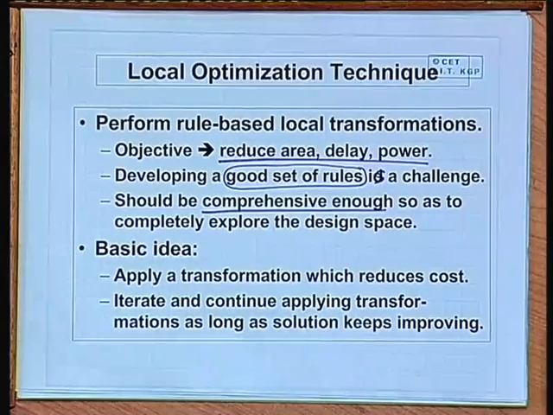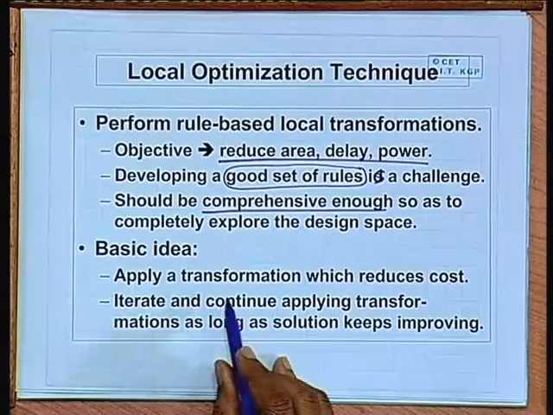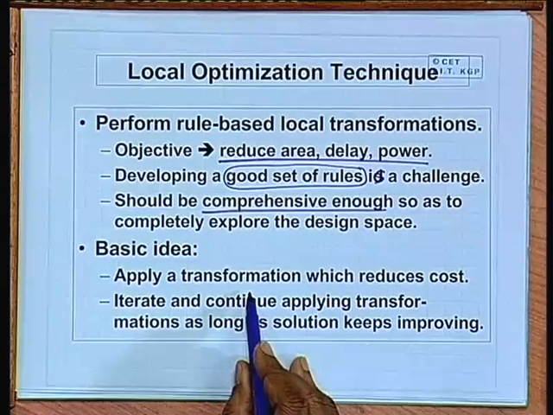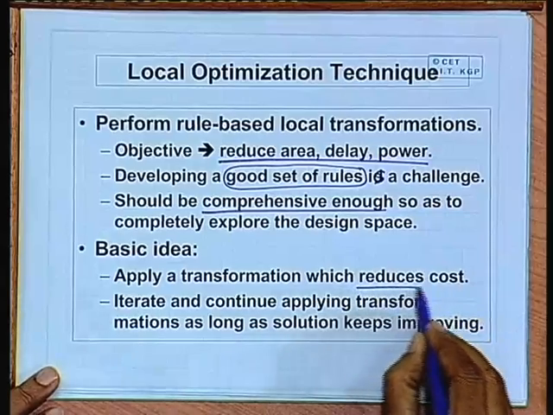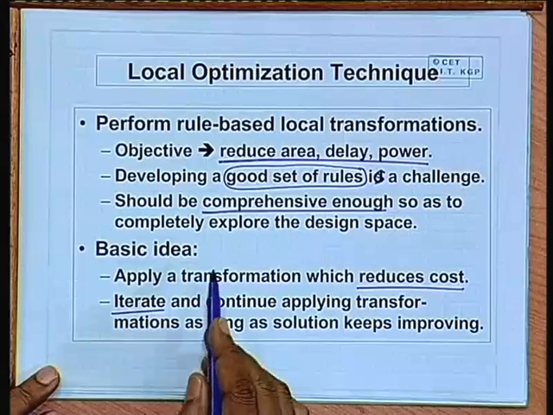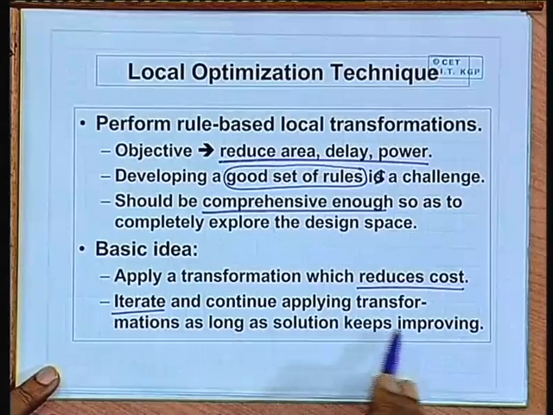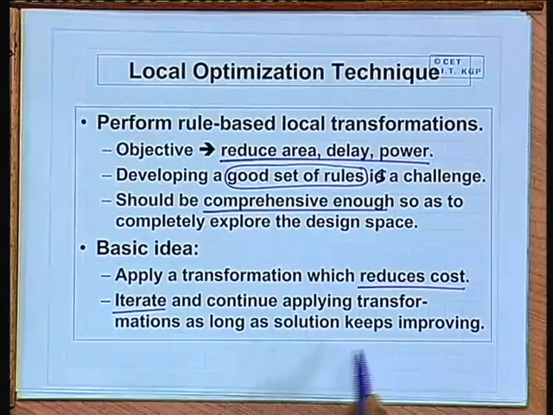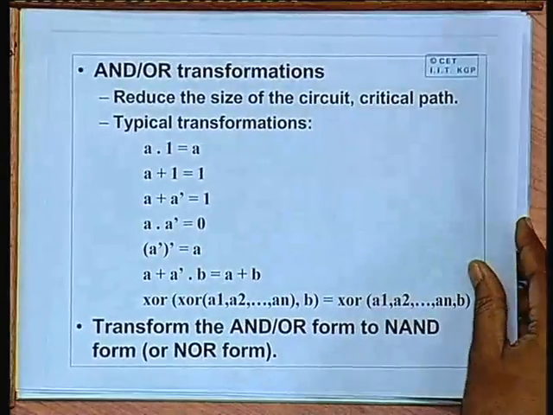Now, the basic idea is what I have just mentioned, that you apply one of the transformations to a given netlist which reduces the cost of the implementation, and you go on iterate. This is a greedy approach. You iterate and continue applying transformations as long as you get better and better solutions. So, this is a purely greedy approach. It is applied on a given netlist based on a set of rules. Now, the kind of rules that are used or applied are fairly simple.